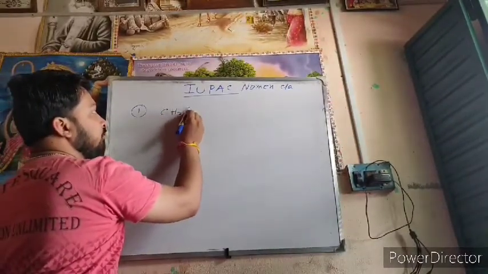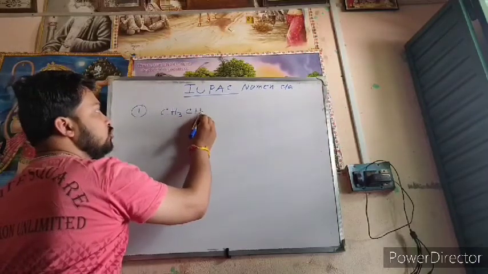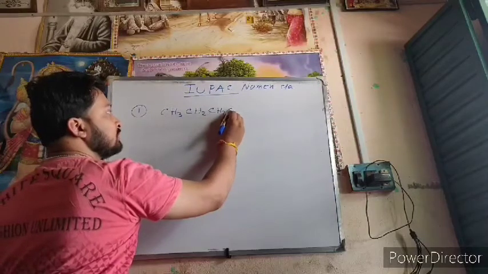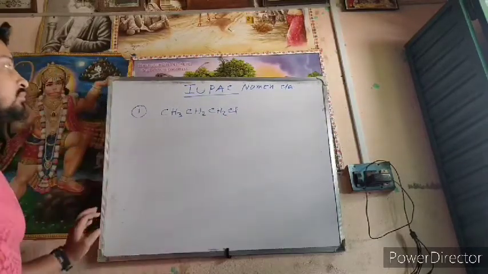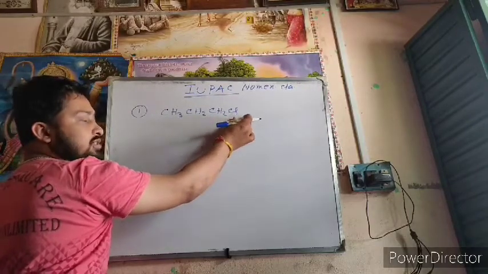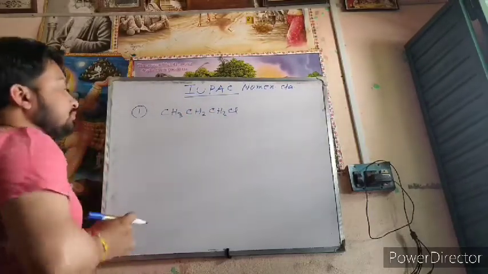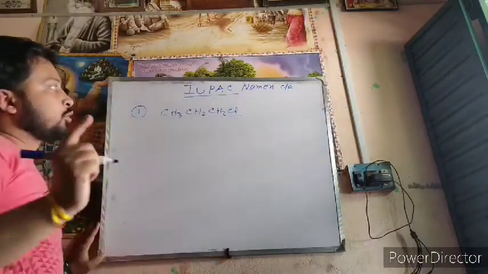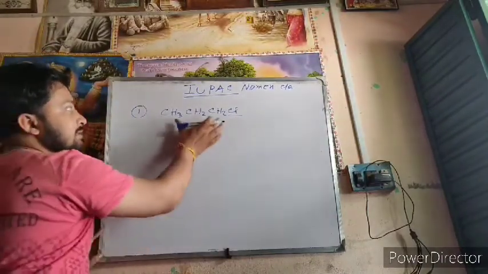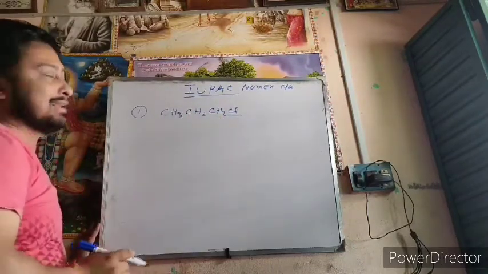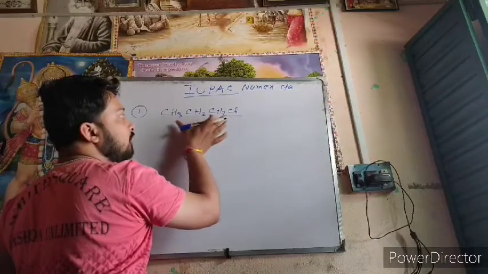CH3, CH2, CH2, Cl. Okay? CH3, CH2, CH2, Cl. The number of chlorine is 1, and this is an alkane group, so this is a mono haloalkane. This is the halo group, so mono haloalkane.